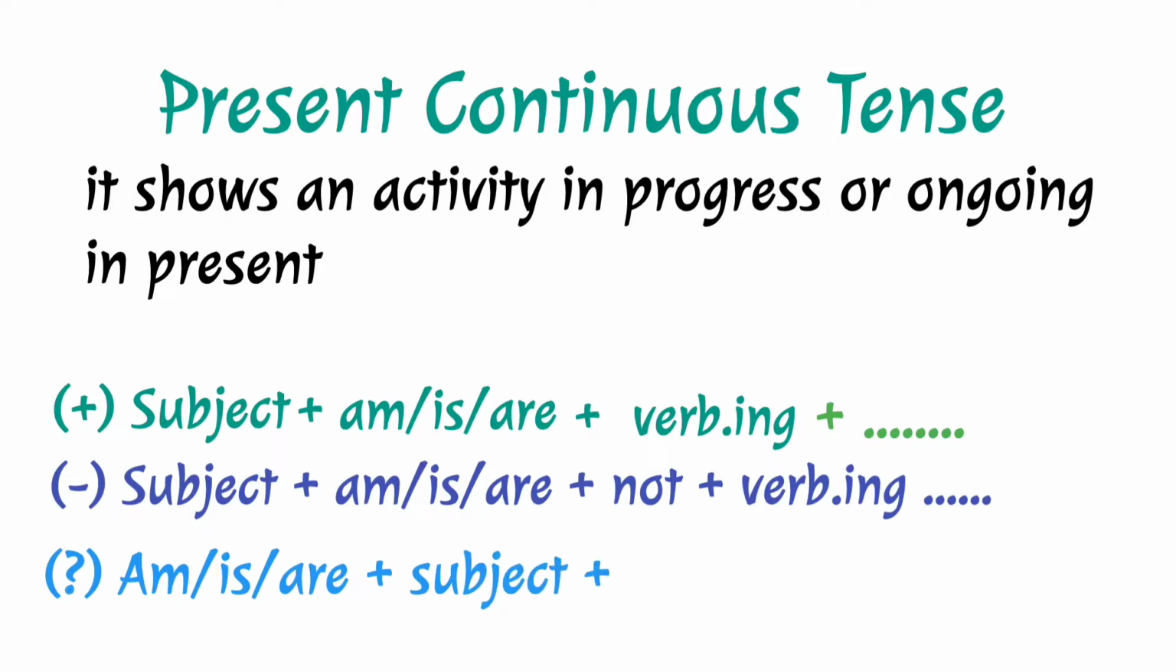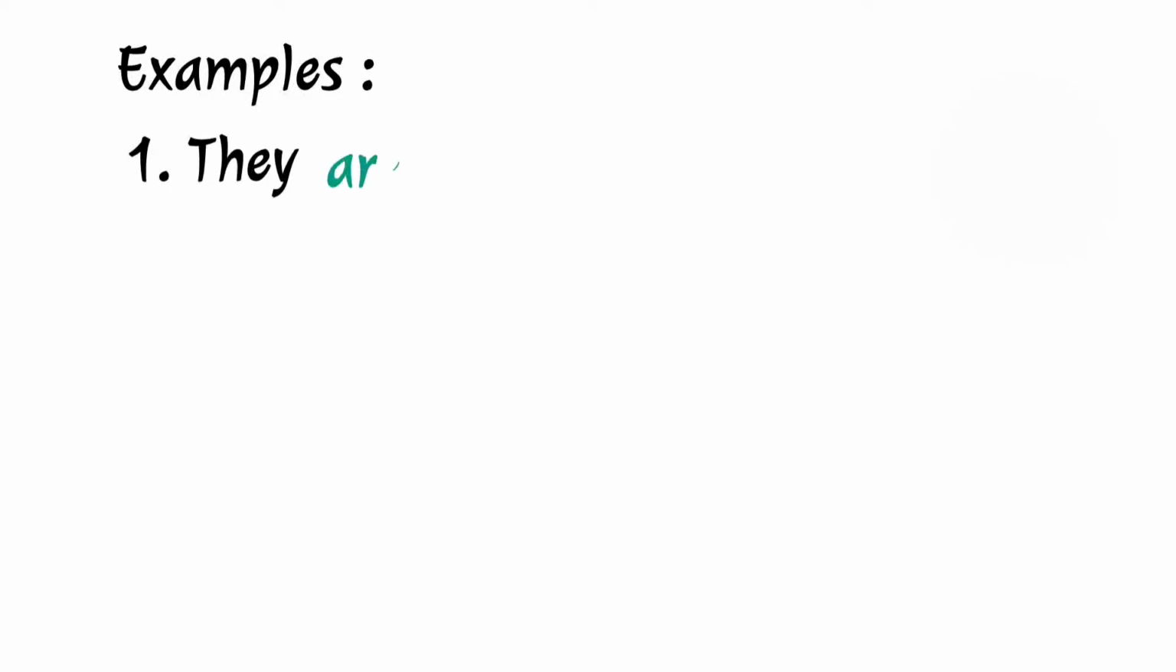And then in interrogative sentence, we use am or is or are in the beginning of the sentence. Well, English learners, just remember these patterns, and then now let's try to apply this in the examples or in the daily usage. We have example number 1.